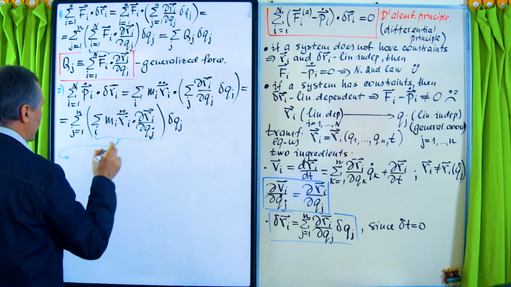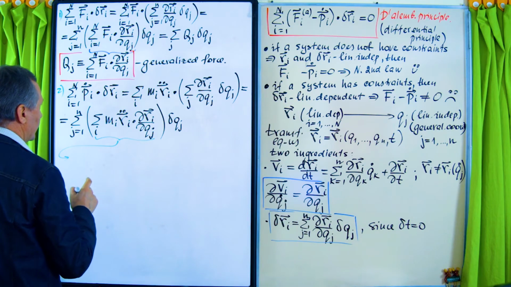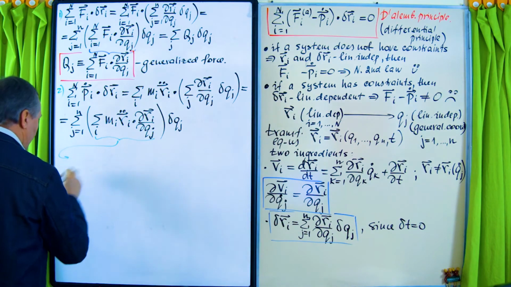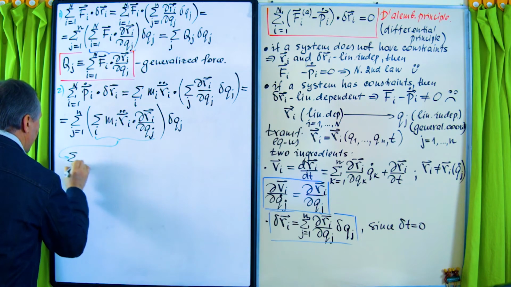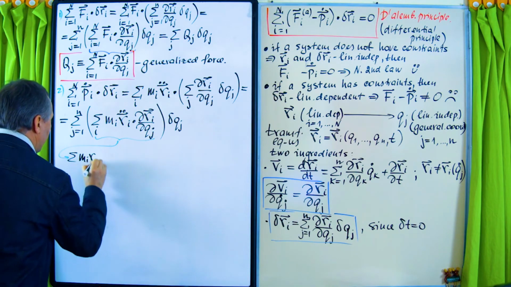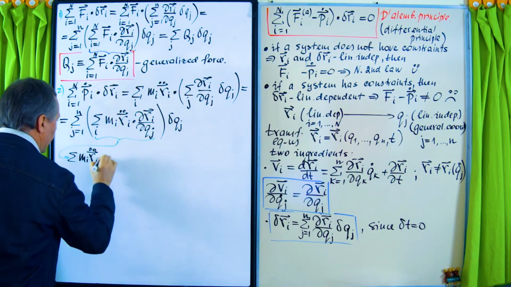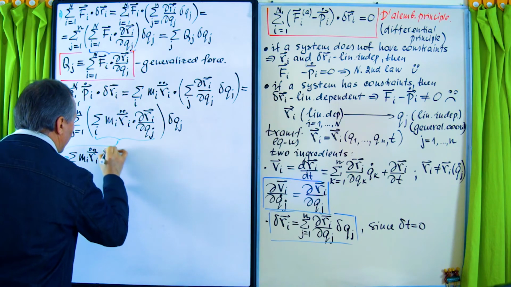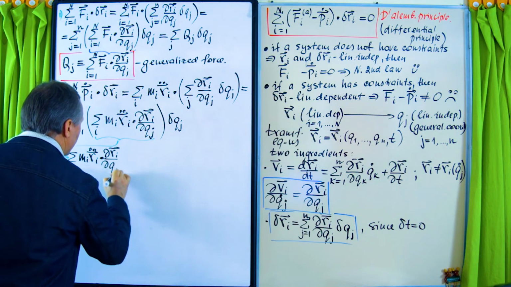Okay, I'm not going to rewrite. I will, no, I need to rewrite. Otherwise, it will be a little bit confusing, right? So summation of Mi Ri double dot, I'm just rewriting this, delta Ri delta Qj.